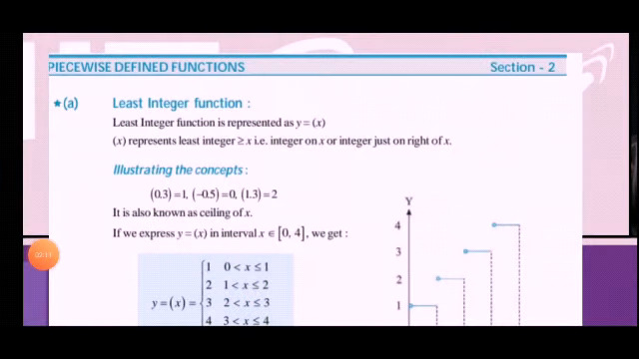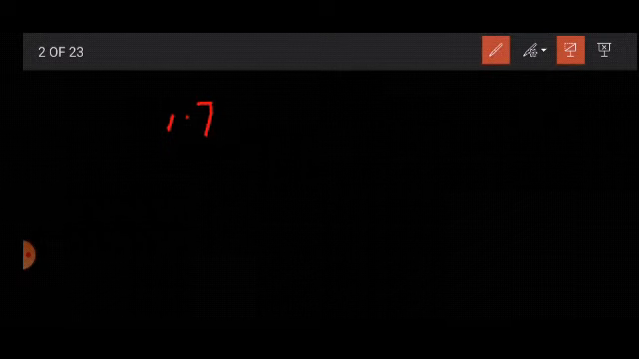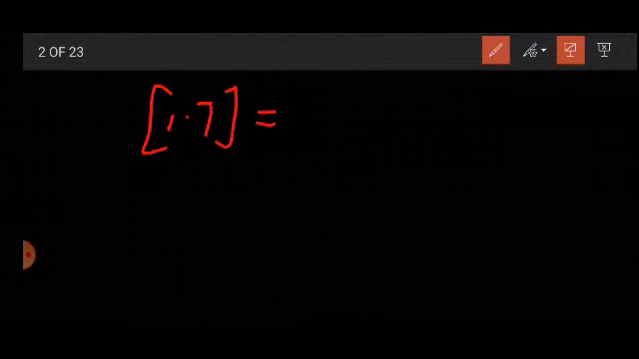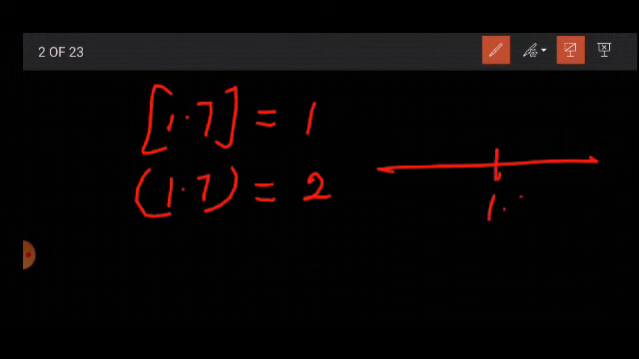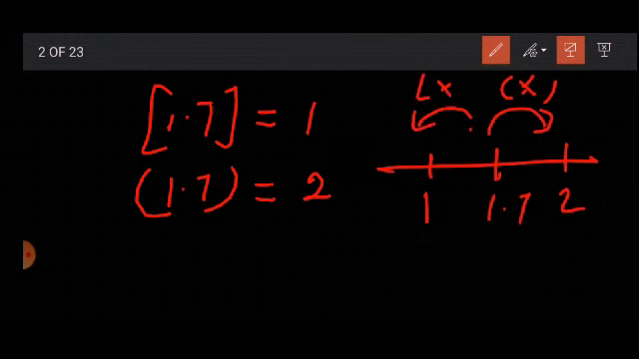What does it mean? Let me discuss in detail. Let me take a number of your choice; you can choose any number. Let's choose 1.7. GI of 1.7, as we studied, is 1, clear? But the least integer of 1.7, with this bracket, the value is 2. From the number line, this is 1.7. Before 1.7 the integer is 1, and after 1.7 the integer is 2. This is the least part, small bracket x, and this is the greatest integer part, GI of x, with square bracket. This is the concept of the least integer function.